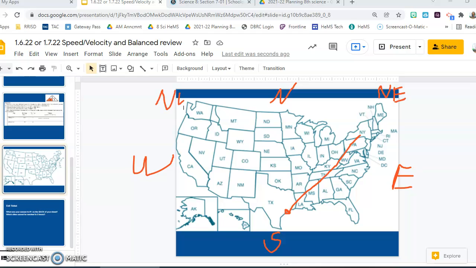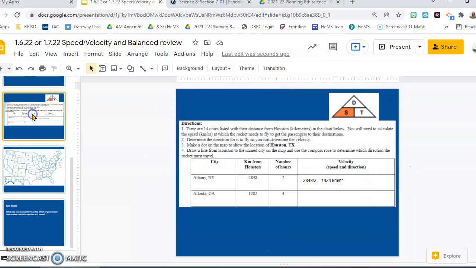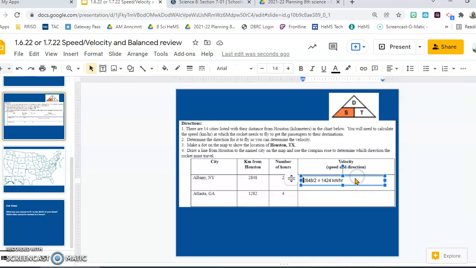When you're doing this second part where you're working on direction, you can come back to this place in the recording, and you can pause so you have this map handy. So we're going to come back here and go to this one. We said that from Houston, that is to the northeast.